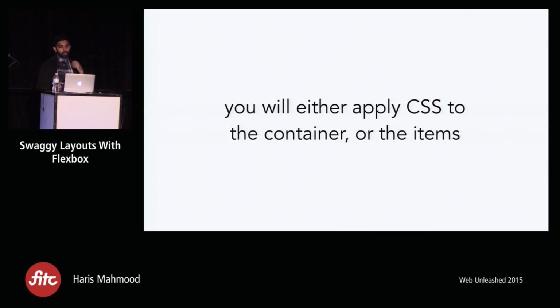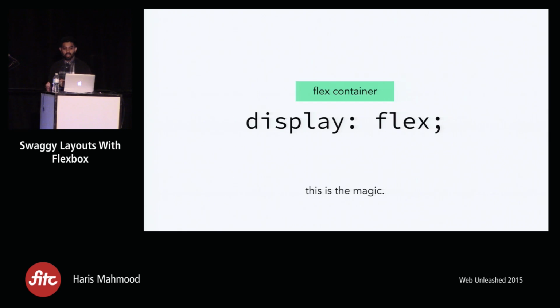All right, so we're either going to end up applying CSS to the container or to the items. It's always one or the other. Let's have a look at some of these CSS properties, what they do, how they work, what to apply them on, and what the different values are for those properties. So first we've got display: flex. This is where the magic happens. You apply display: flex to your Flex container, and boom, you're in business.